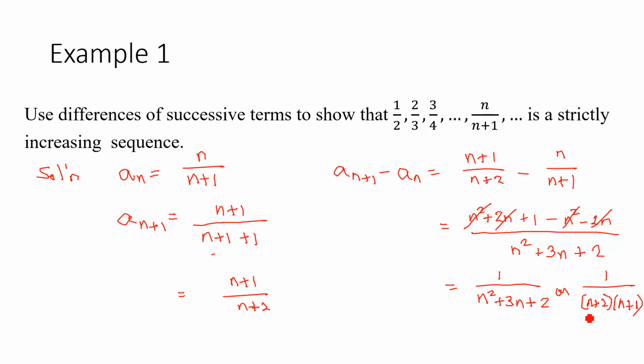Now, take note that in this case, our n should be greater than or equal to 1, because our first term is 1/2. And then we already identified the first term, the second term, the third term, and so on. So in other words, our n should be greater than or equal to 1 because there's no such thing as n equals -1 or 0 in this case.